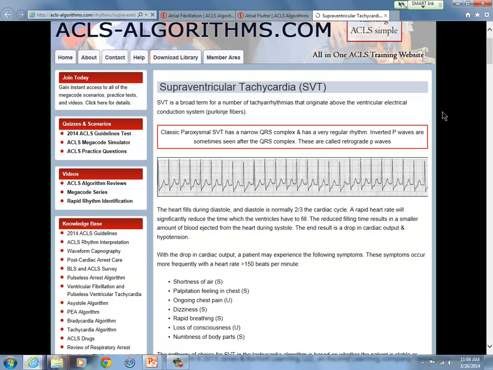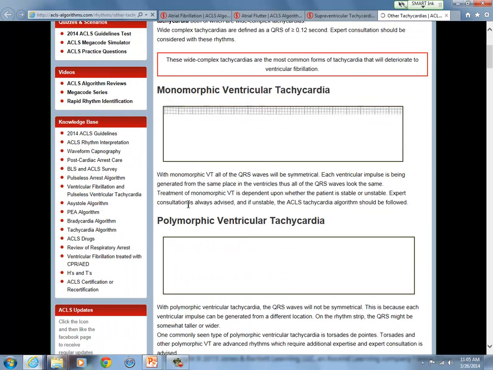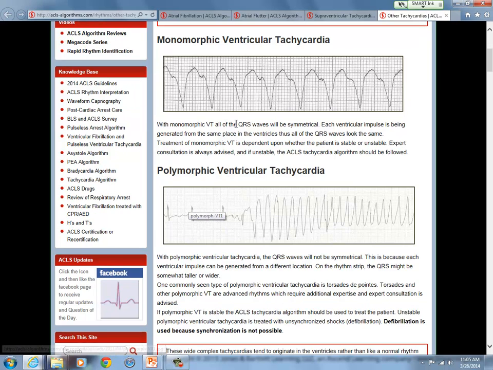Your SVT. Now, what rate do we start treating SVT? Or what makes it SVT as opposed to sinus tachycardia? So you can't see the P wave once it gets to about 180. We're definitely looking at some unstable signs and symptoms. Your monomorphic VTAC. Alright. And then your polymorphic VTAC.